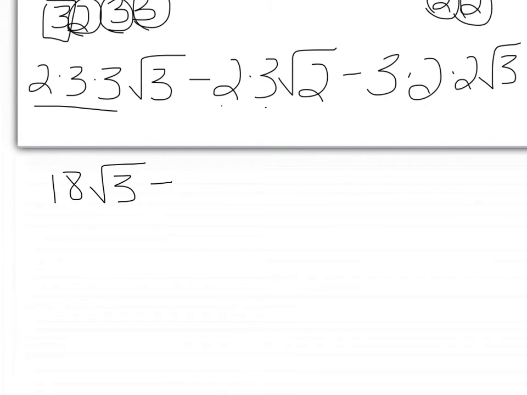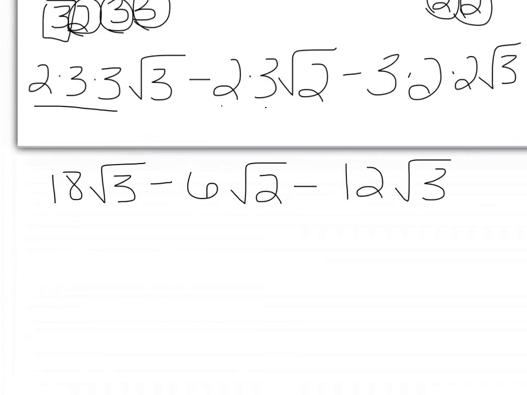Minus 2 times 3 is 6, square root of 2. Minus 3 times 2 times 2. 3 times 2 is 6. 6 times 2 is 12, square root of 3. Now remember, index and radicand have to be the same. All my indexes are an assumed 2, so we're good there. But my radicands are not all the same.